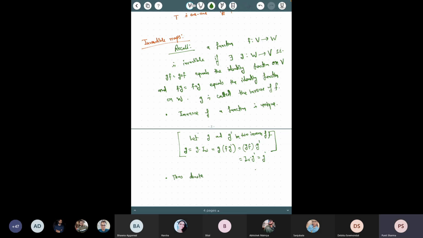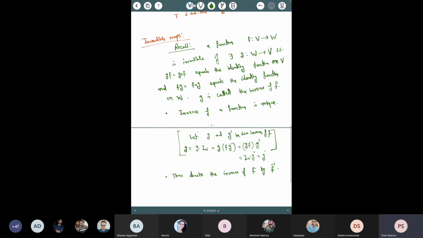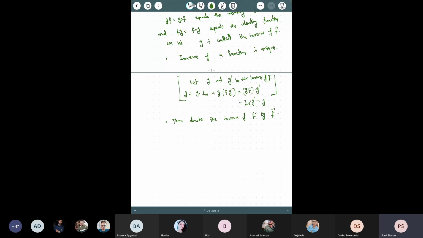Denote it by f inverse. So denote the inverse of f by f inverse. This is the notation we can fix because it is unique. So we can fix this notation for the inverse of f. All right. Now if we talk about linear transformations, linear transformations are also functions.